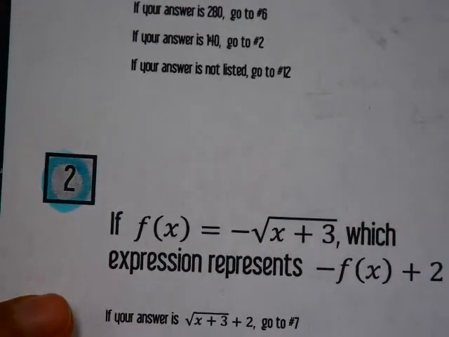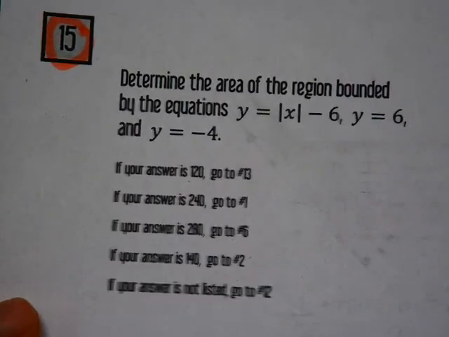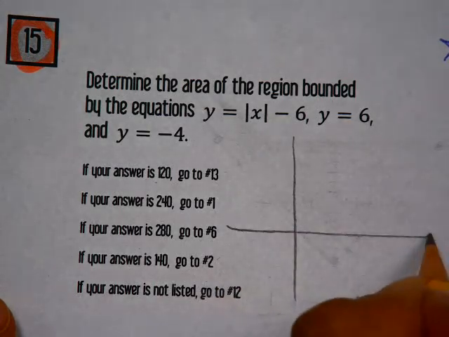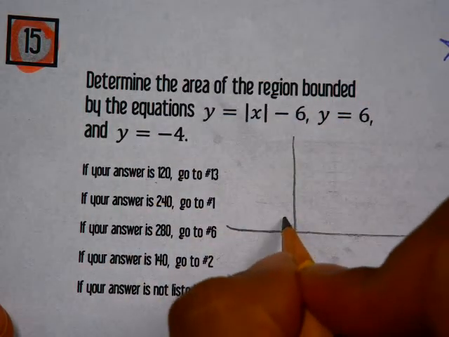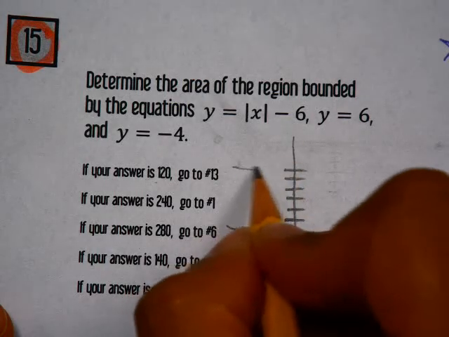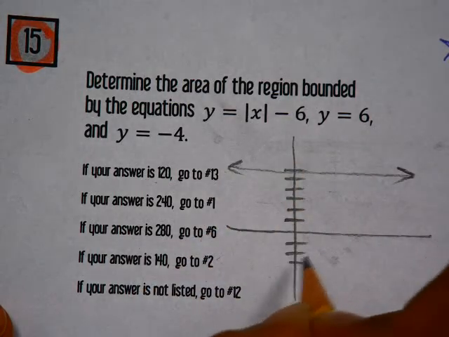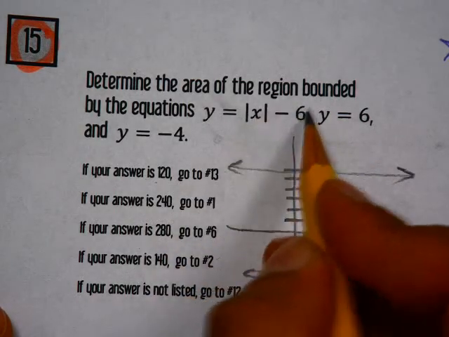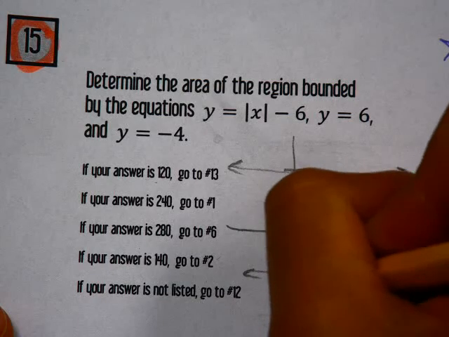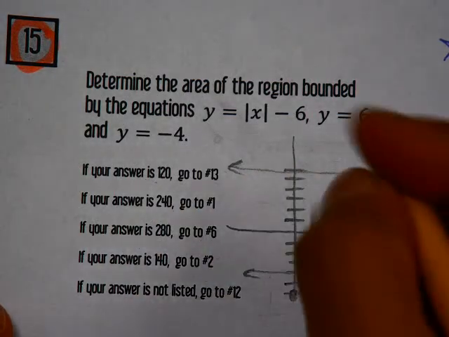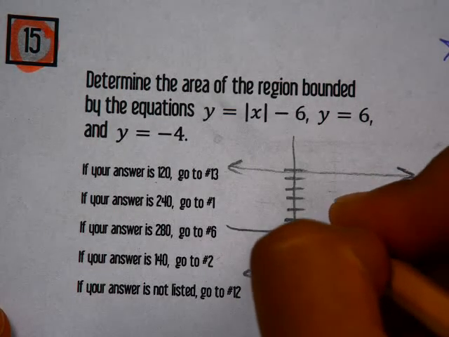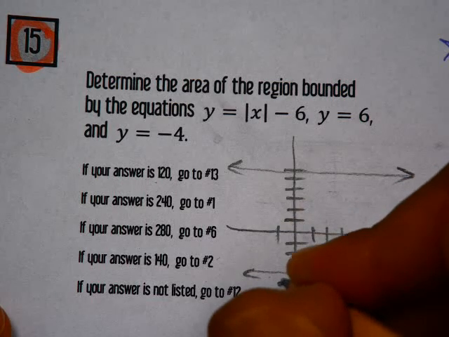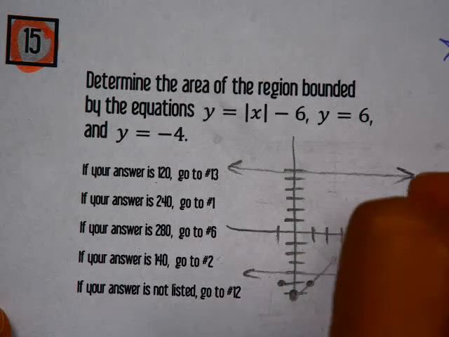On number 15, we have to determine the area of the region bounded by all of these graphs. So y equals 6 and y equals -4 are both horizontal lines. And this is an absolute value graph with a vertex at 0, -6, and a slope of 1. So up 1, over 1, so something like this.